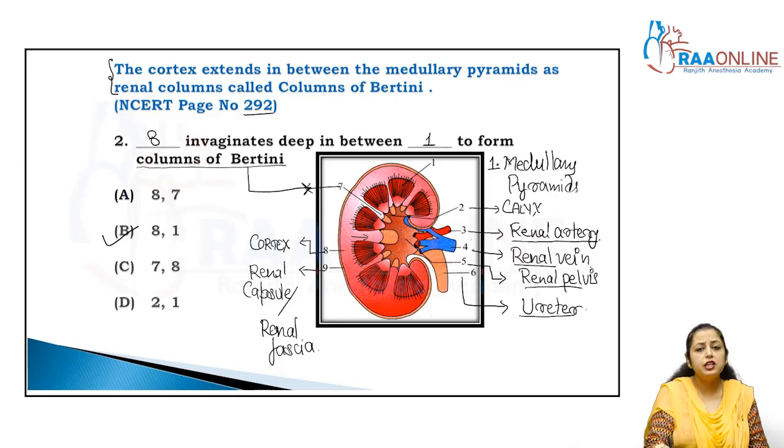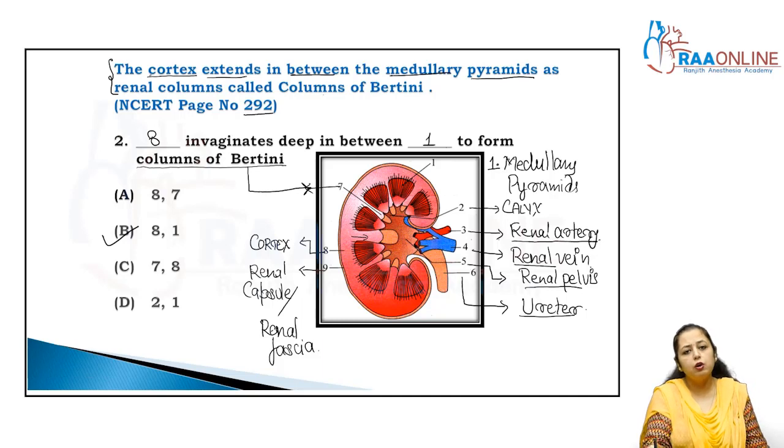What will happen here actually? You can see this is the exact line of NCERT which is given on page number 292. The cortex extends in between the medullary pyramids, right? In between the medullary pyramids as renal columns, right? As renal columns, which are called the column of Bertini.